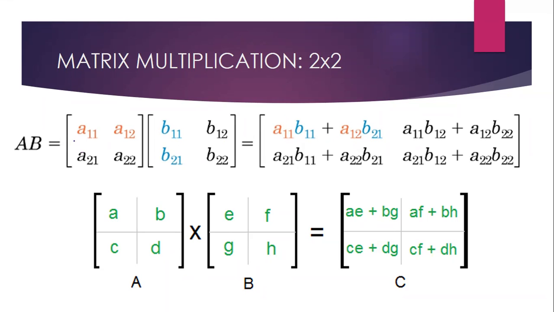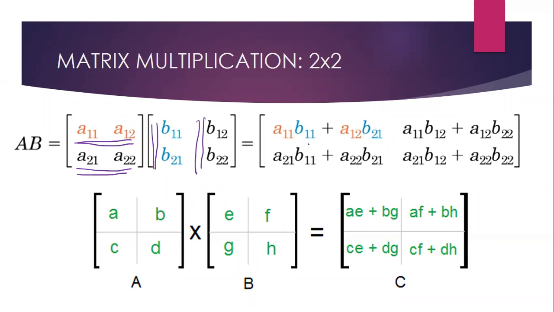And then you'll keep going. Now I have A11 times B12 plus A12 times B22. Again, it's the row elements times the column elements, and then the row elements times the column elements, and that makes your first new row. Then for your second row, it's the row elements times the column elements, row elements times the column elements. When you look back at the pattern, you should see similarities in the numbers.